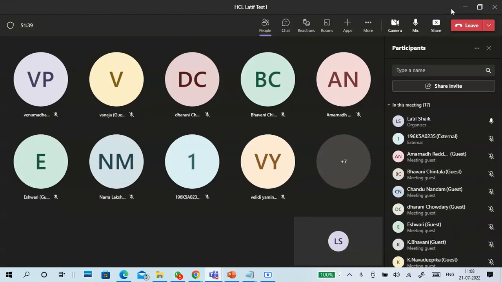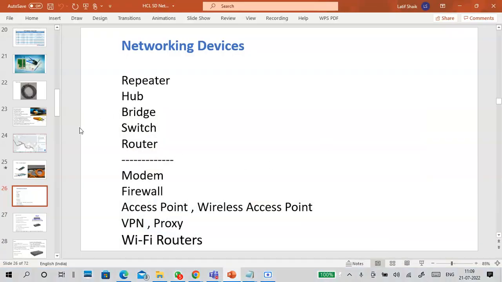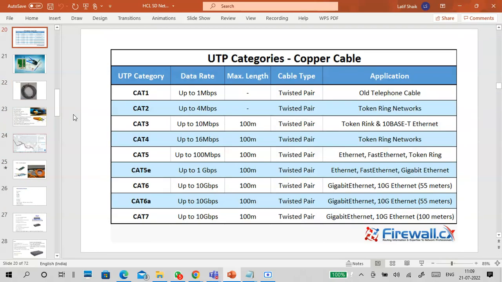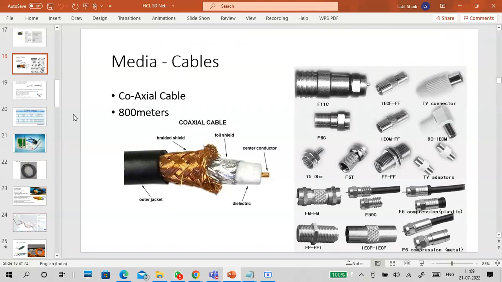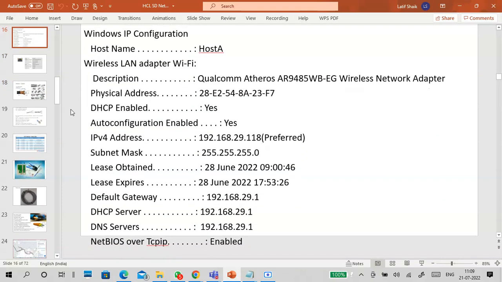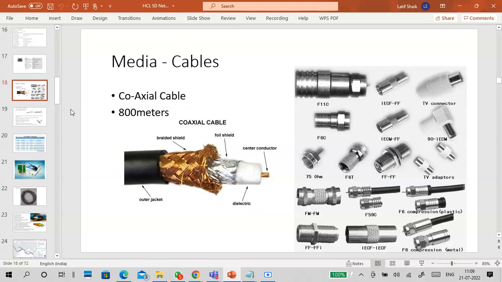Now, look here. First of all, we didn't complete a few things. We missed a few points on the networking side, so first we'll complete those. One of them is devices, and of course cables are also there. Both are very important things. First, the basic points of cables we'll see, and then the devices. There are basically three types of cables we use in networking.